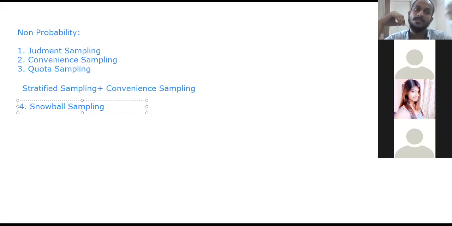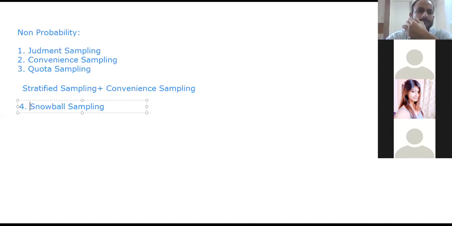Now, why did I give this example? Because initially you may not be aware of the contacts of 100 students in IIM Ahmedabad. You got to know 100 students by the reference of one student, his friends, and his friends referring another friend. Like this, you got to know so many people, right? So this type of sampling is what we call snowball sampling.